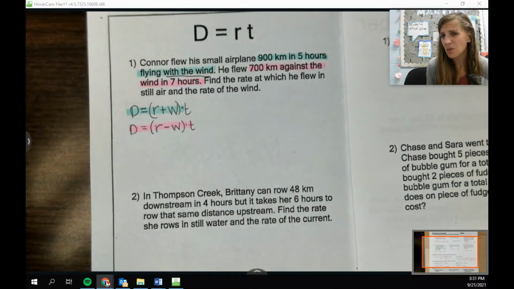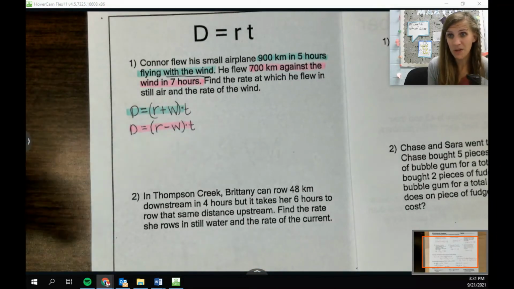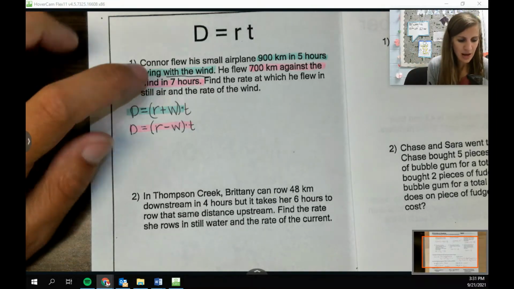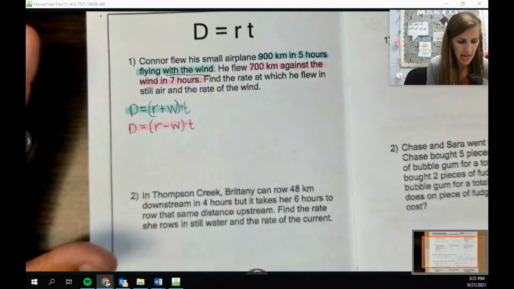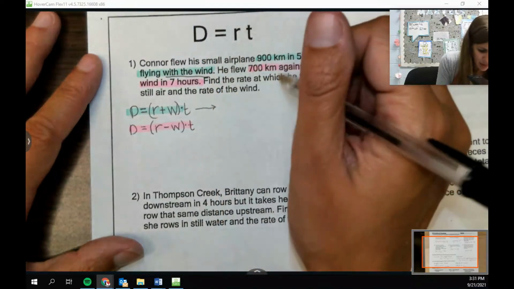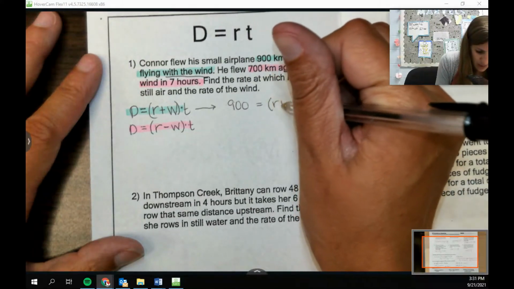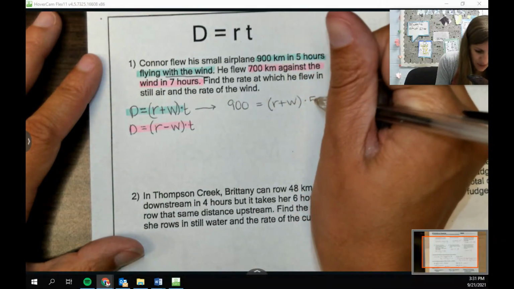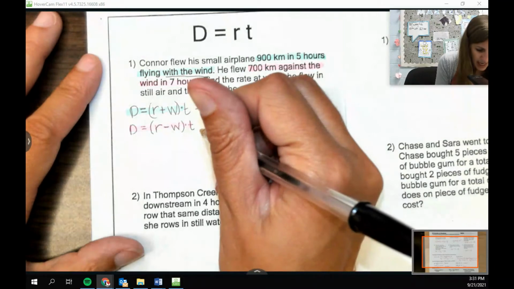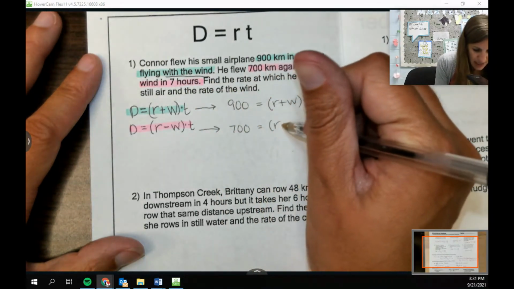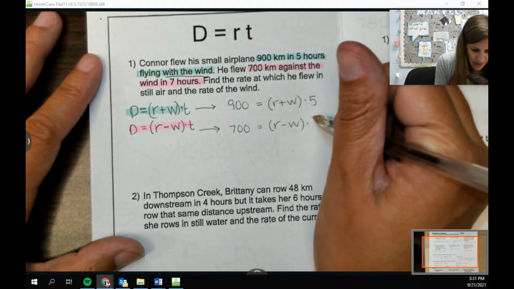So we have our two equations. We just have to plug in the numbers that we know and then solve for the things that we don't. We're not going to know two things. We do, however, know distance and time. Okay, so for this top one, in place of distance, I can put 900 equals r plus w times 5. And then for this one down here, I can write the distance in, 700, and then r minus w times 7.